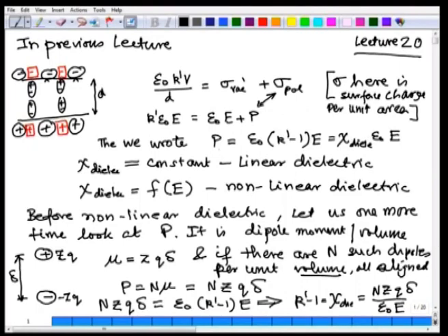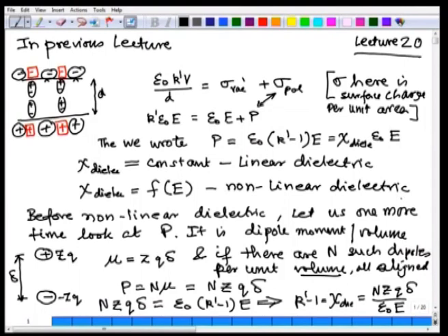However, if P is not exactly proportional to E, though we try to make it proportional, it is traditional to still write it as if it is proportional, but make this quantity itself a function of the electric field. So if this dielectric susceptibility is a function of the electric field itself, then it's a non-linear dielectric. That's what we are going to do in this lecture. That's where we had left last time.